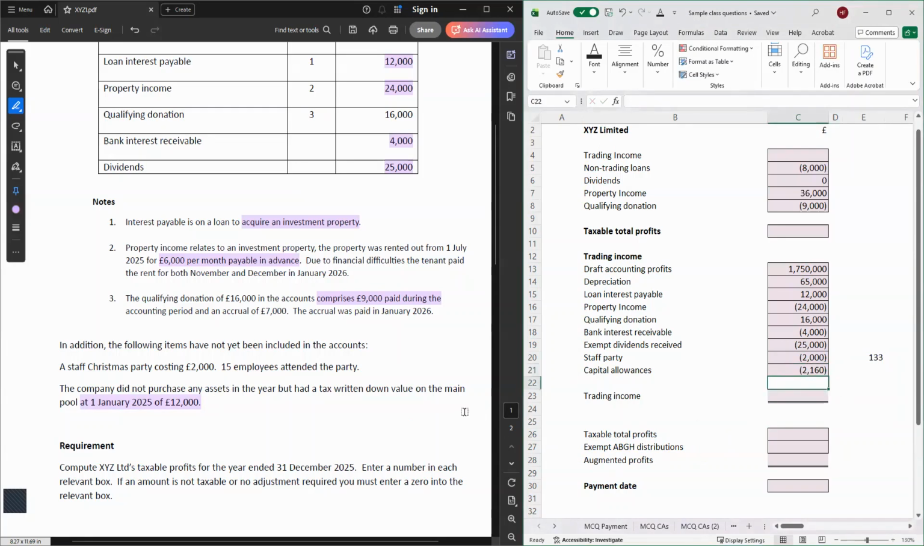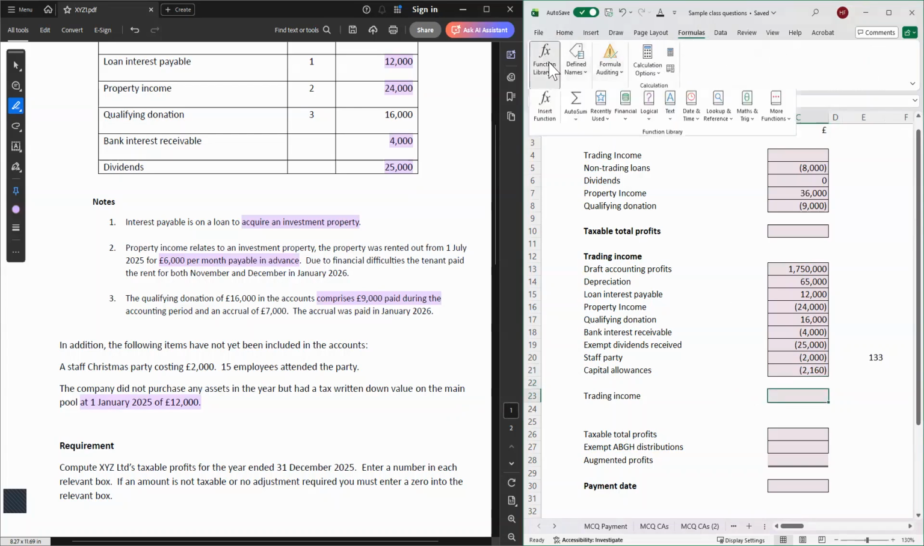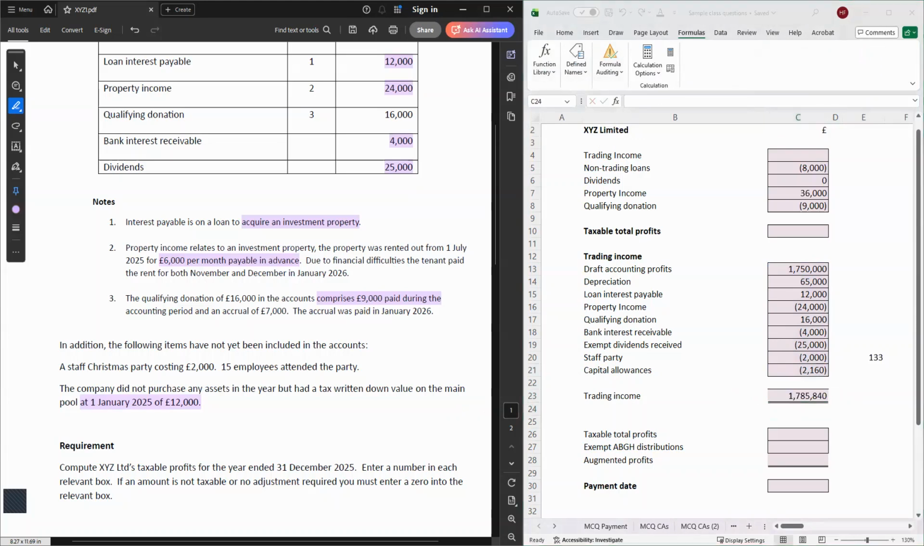So we've now looked at all the information for this part of the question. We can sum up our amounts to come down to our trading income. So that gives us trading income of £1,785,840.